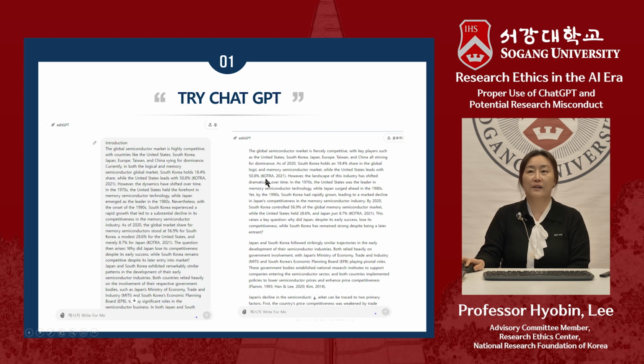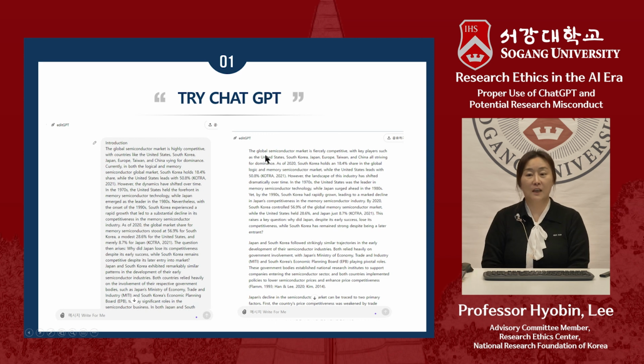And I was really surprised because the words they choose are very academic, and they fixed it much better. So for instance, I wrote, the global semiconductor market is highly competitive with countries like the United States, Korea, Japan, etc. competing for dominance. That's what I wrote. But if you compare the right sentence here, the global semiconductor market is fiercely competitive. So it changed from highly to fiercely. Fiercely is much more academic, much more formal, right, than highly. With key players such as, so I used the word like, but it changed to key players such as.